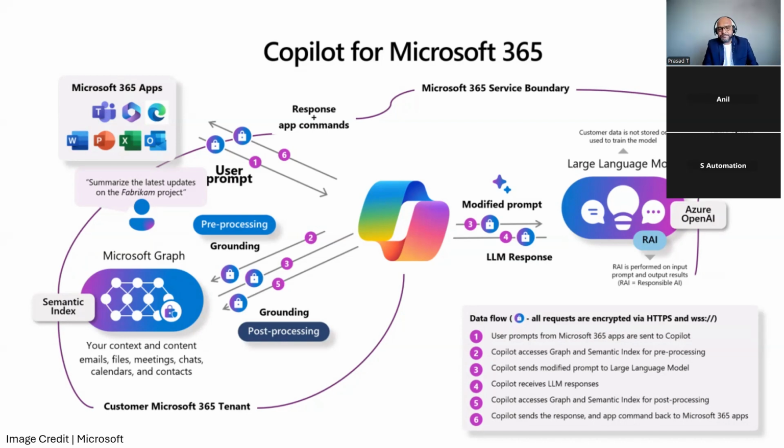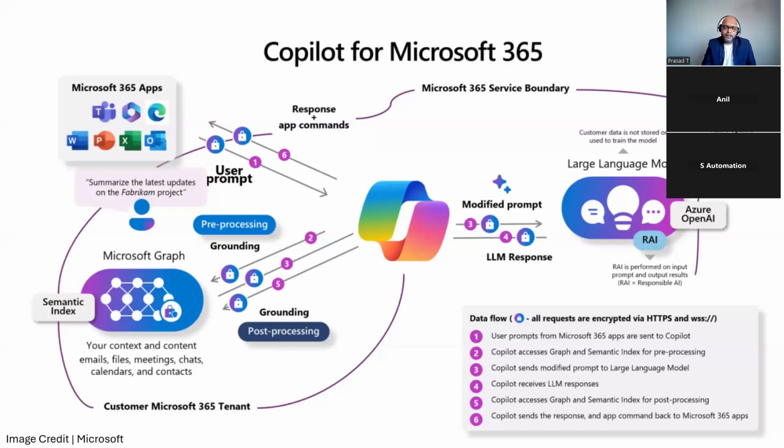Then the Copilot goes to the Microsoft Graph, which is the internal graph system for the semantic index and pre-processing. After that, the Copilot sends the modified information to the large language model, which is nothing but Azure OpenAI. Then Copilot receives the response from the LLM. The next is the post-processing phase, which is the grounding phase. And last, number 6, the response goes to the user who sent the query.